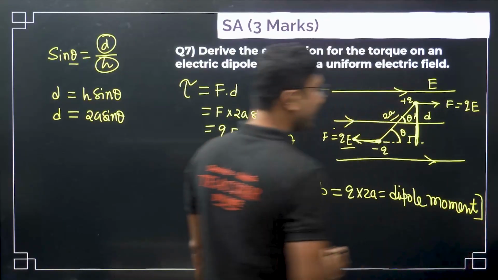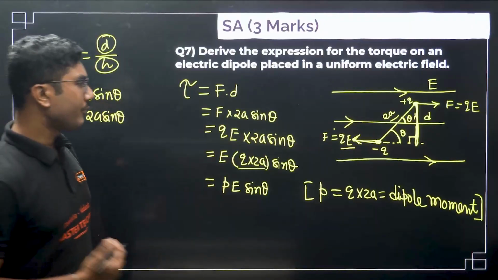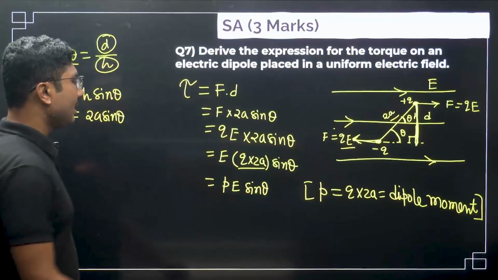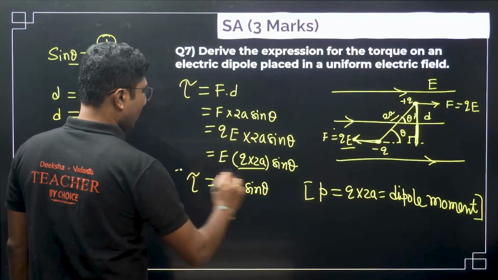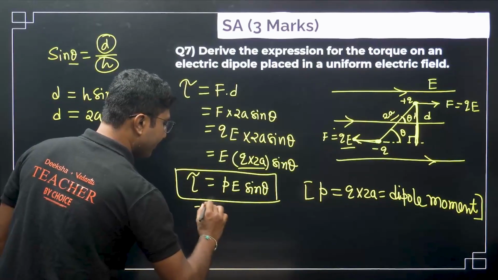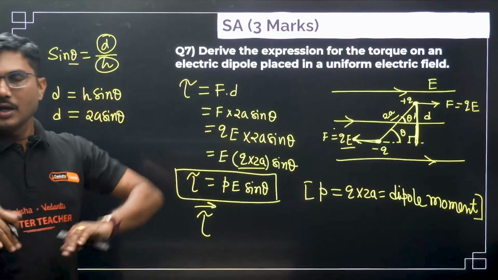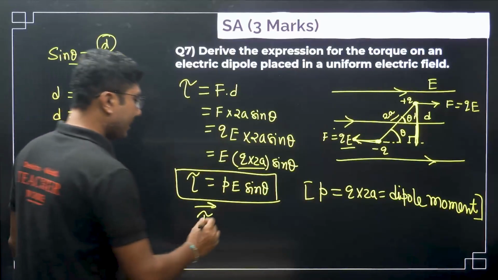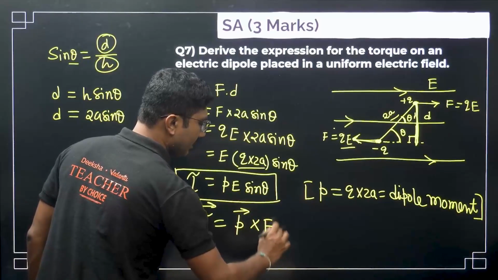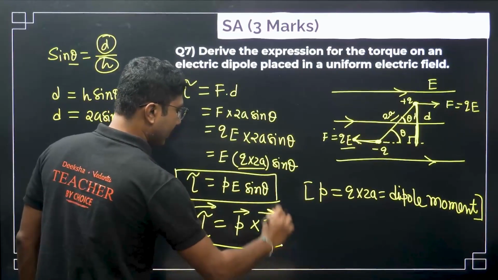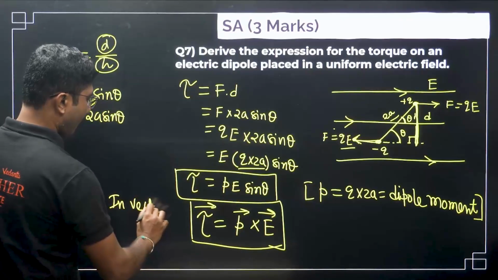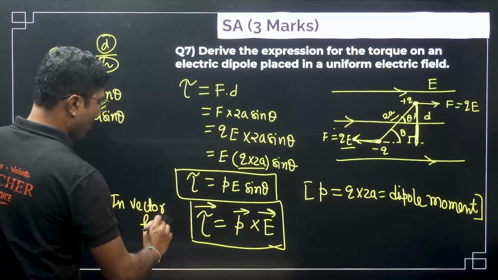Whatever I am doing is the minimum possible derivation for this question. Now if you see that P is sin theta, this is the basic derivation, but not completed. If you want to score full marks, you will get them for doing P sin theta, but if you want to score out, then I will suggest you to write this in vector form, P cross E. This is the vector form. You have to write in vector form. Why is it important?